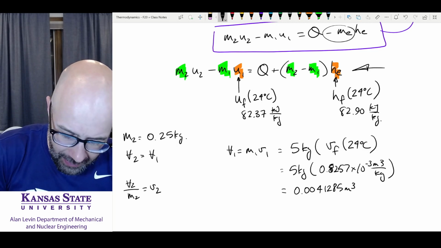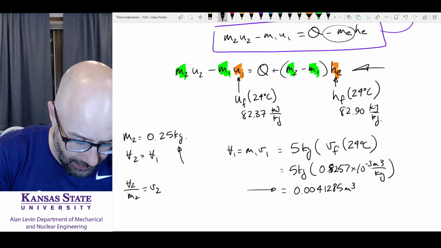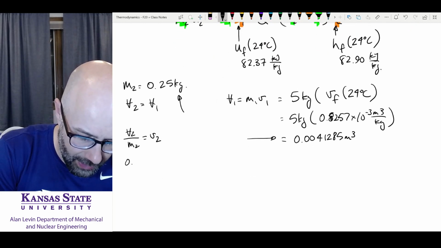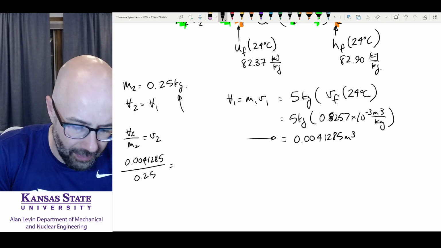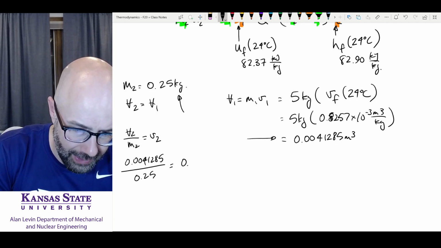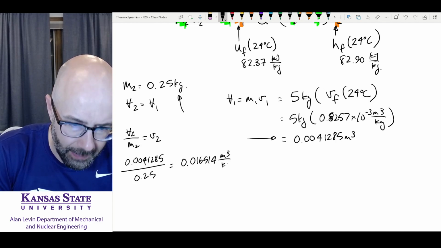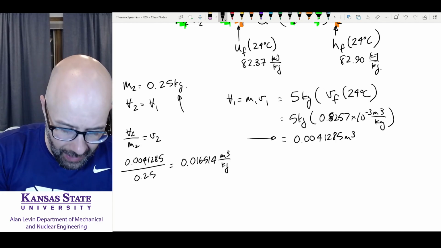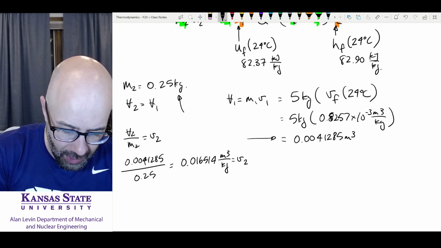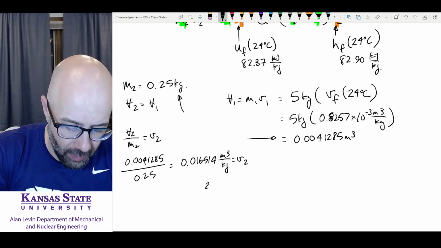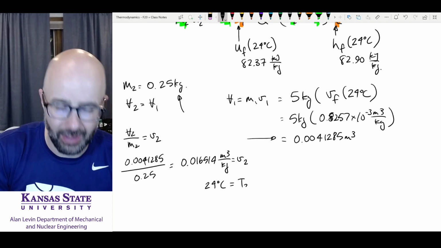If I take this volume and I take this mass, I'm going to have 0.004128 divided by 0.25, and I'm going to get a specific volume at 2 of 0.016514 meters cubed per kilogram. And I know this is my specific volume at state 2. I know that my temperature at state 2 was 24 degrees Celsius.